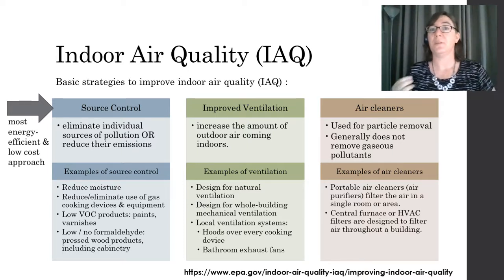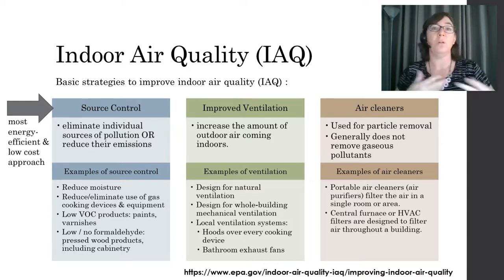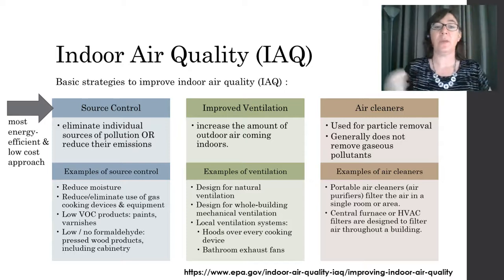To improve indoor air quality using ventilation, you simply increase the amount of outdoor air coming indoors. You can design for natural ventilation, design for whole building mechanical ventilation, and we'll talk about that later. Or you can do both of these. You can provide local ventilation systems. Examples would be a hood over a cooking device and a bathroom exhaust fan.